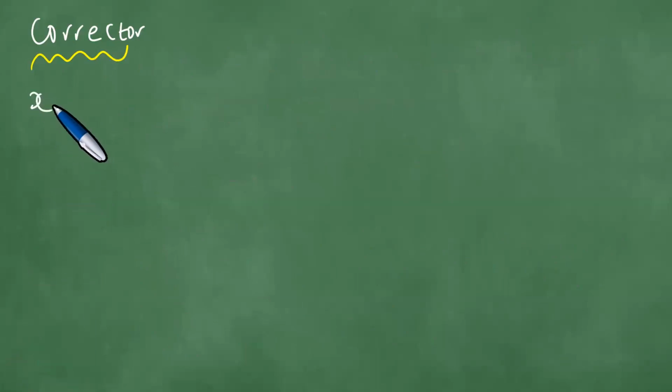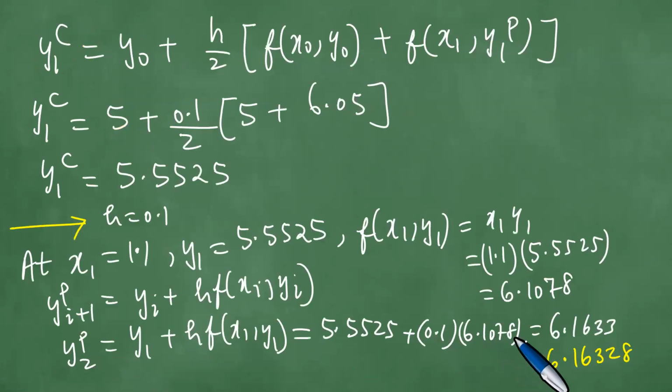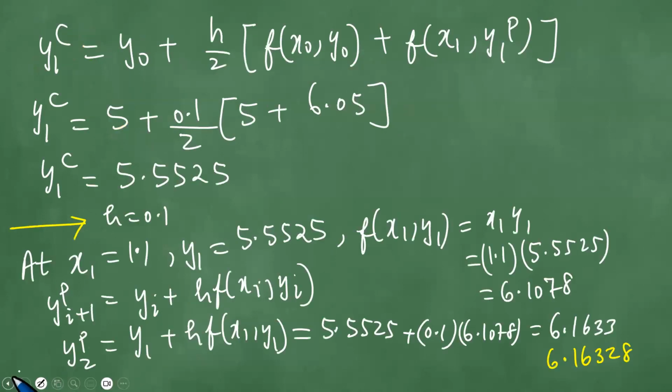What is x2? What is x1? We said x1 is 1.1, but to get x2, we add this, which is 1.2. But we have y2 predictor, which we have got, which is exactly this one, 6.16328. You can write 6.1633. Okay, we've already got this here, the x2, y2. Because we must look at this formula.